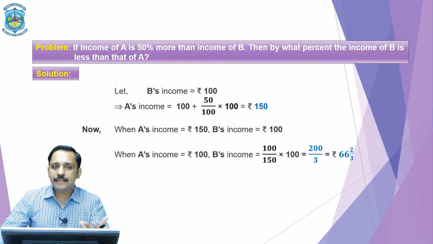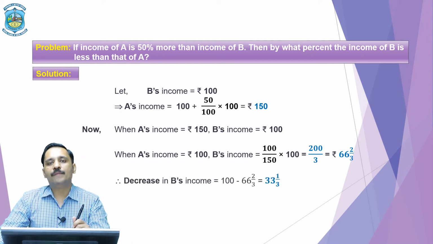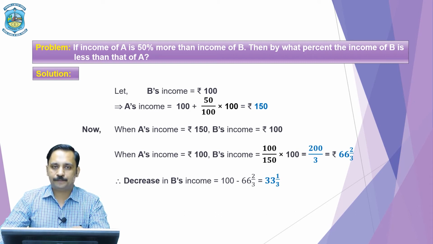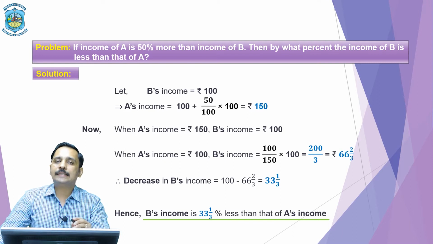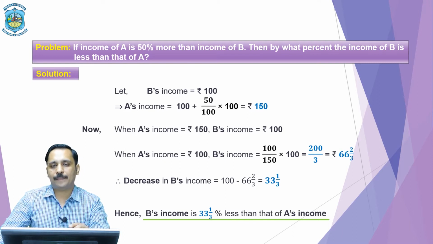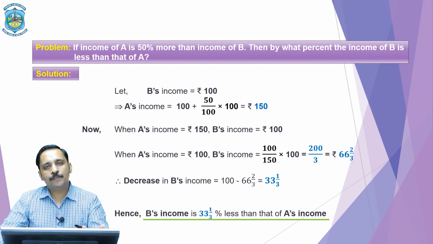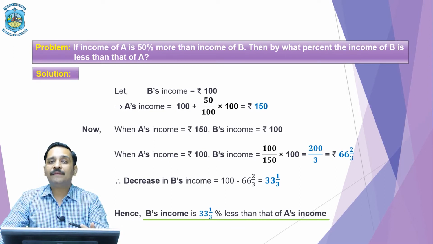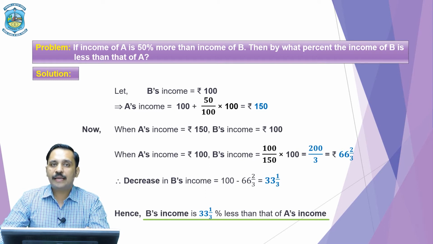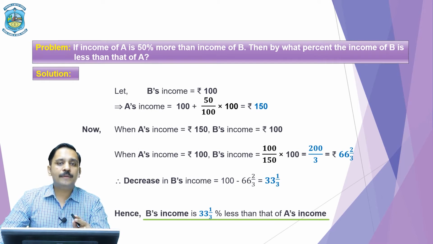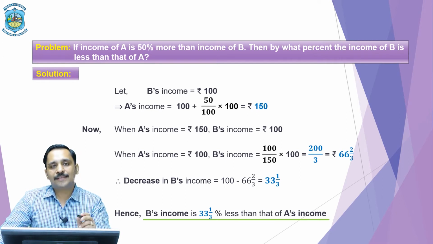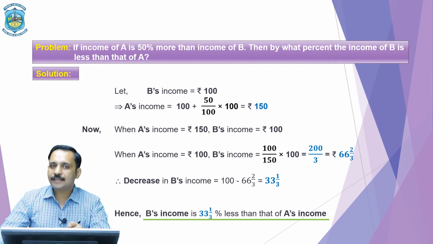So what is the amount of decrease? The decrease in B's income is equal to 100 minus 66 2/3, which is equal to 33 1/3. Hence, B's income is 33 1/3% less than that of A's income. One important point here is that if you take any value in terms of 100, whatever the unit, at last we can straight away convert it into a percentage value. So here the decrease in B's income is 33 1/3 rupees. Since it is in terms of 100, I can write that B's income is 33 1/3% less than that of A's income. Let's move on to the next question.